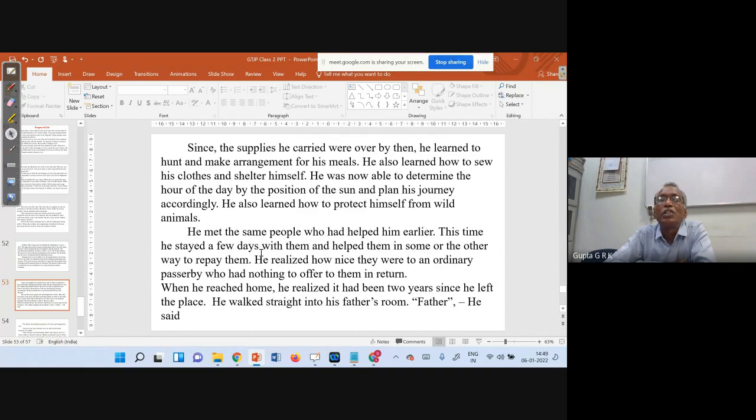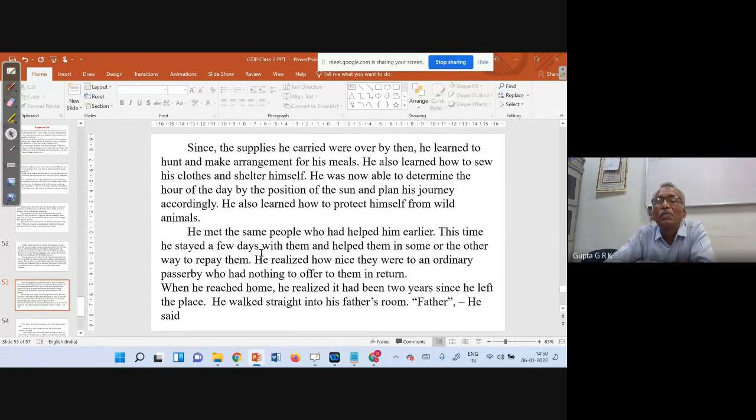He was now able to determine the hour of the day by the position of the sun and plan his journey accordingly. He also learned how to protect himself from wild animals. He met the same people who had helped him earlier, but this time he stayed a few days with them and helped them in some way or other to repay them. He realized how nice they were to an ordinary passerby who had nothing to offer them in return.